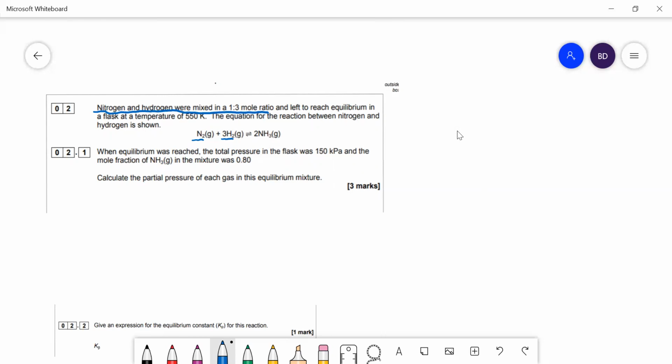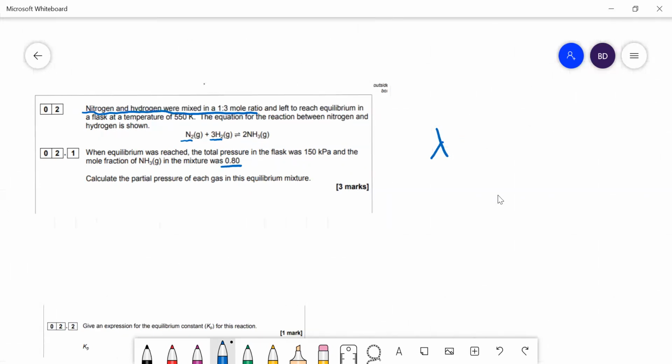It says when equilibrium was reached, the total pressure in the flask was 150 kilopascals, and the mole fraction of NH3 was 0.8. Calculate the partial pressure of each gas. Right, so let's find out the mole fractions. I usually use a lambda for mole fraction. The mole fraction of NH3, they tell us, is 0.8. So we know that the mole fraction of N2 plus the mole fraction of H2 has got to be equal to 1 minus 0.8. In other words, it's got to be 0.2.